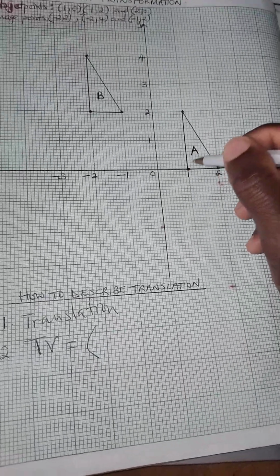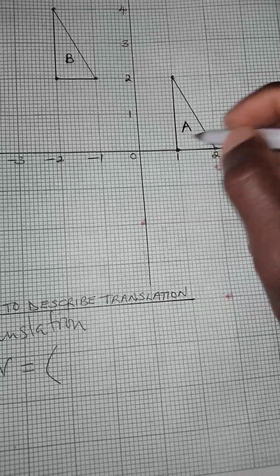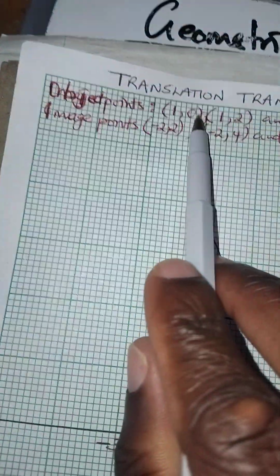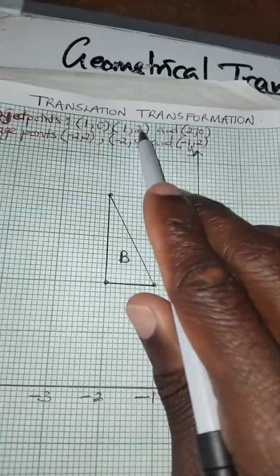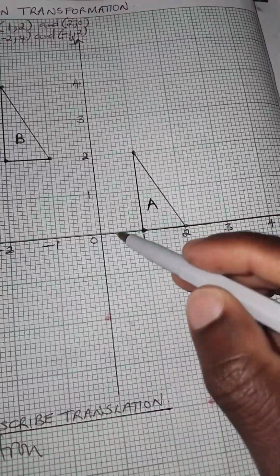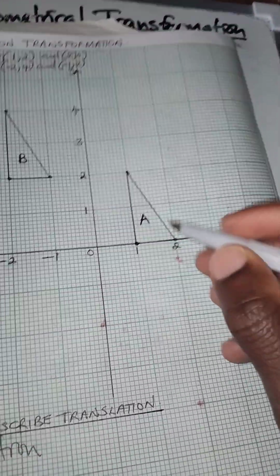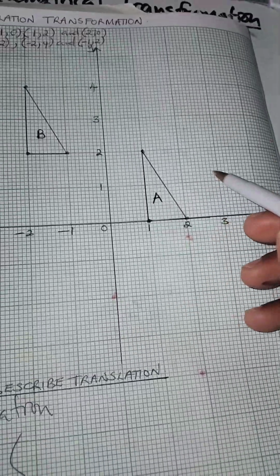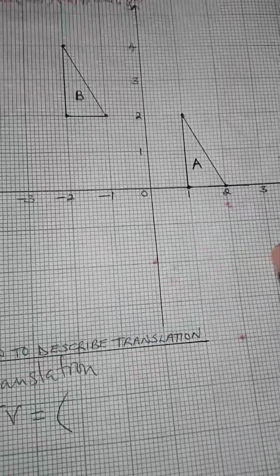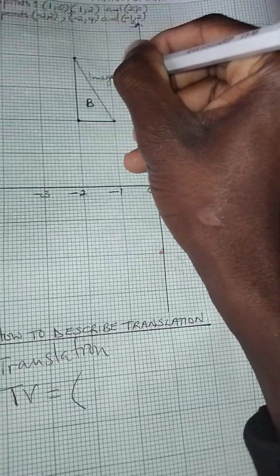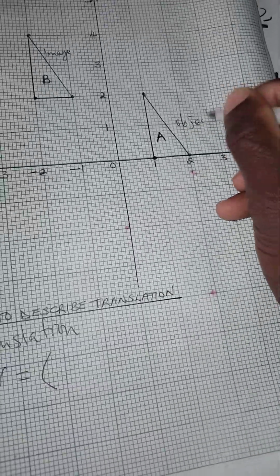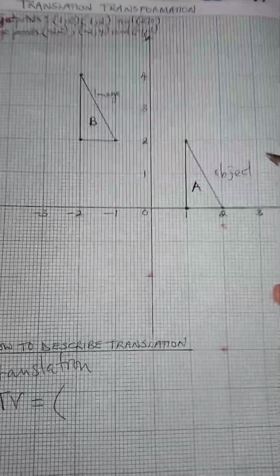So here, this is the object. First, plot some object points: 1, 0, then 1, 2, then 2, 0. Then join them with your ruler. This is how we draw the transformation. So this is A, the object. Then the other one is the image. So this is the image, and this is the object.